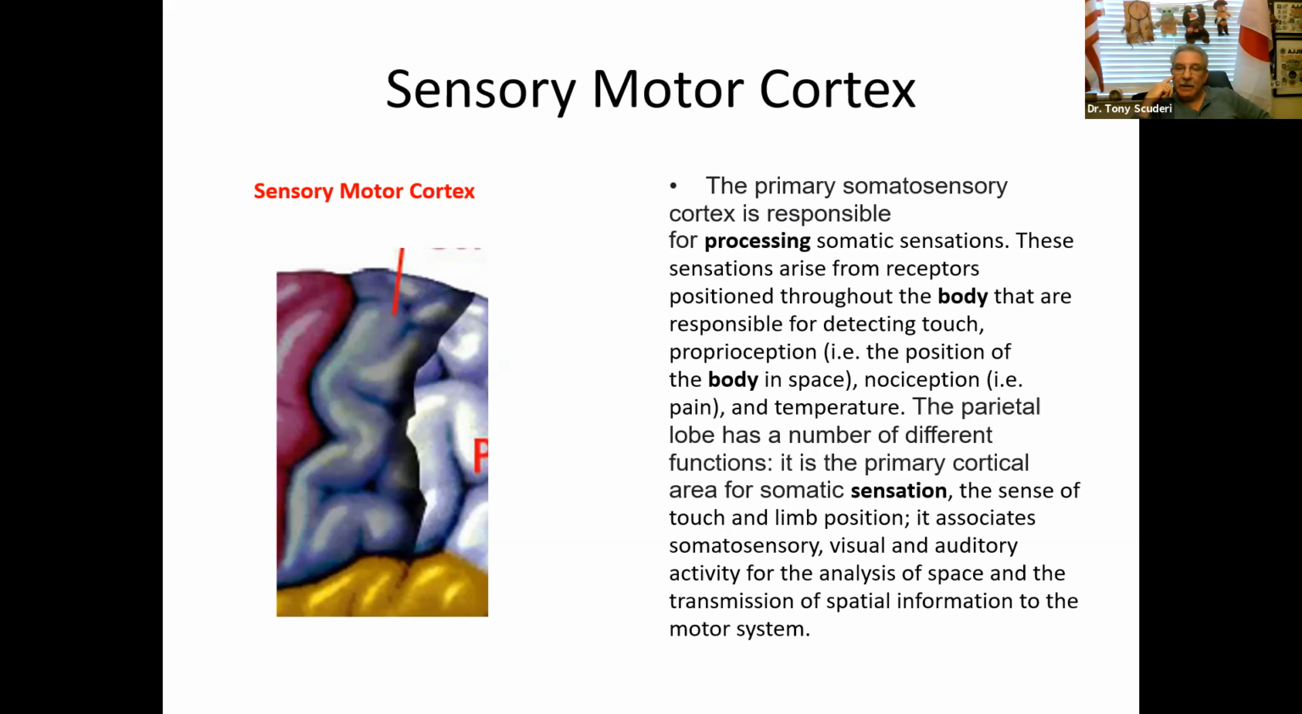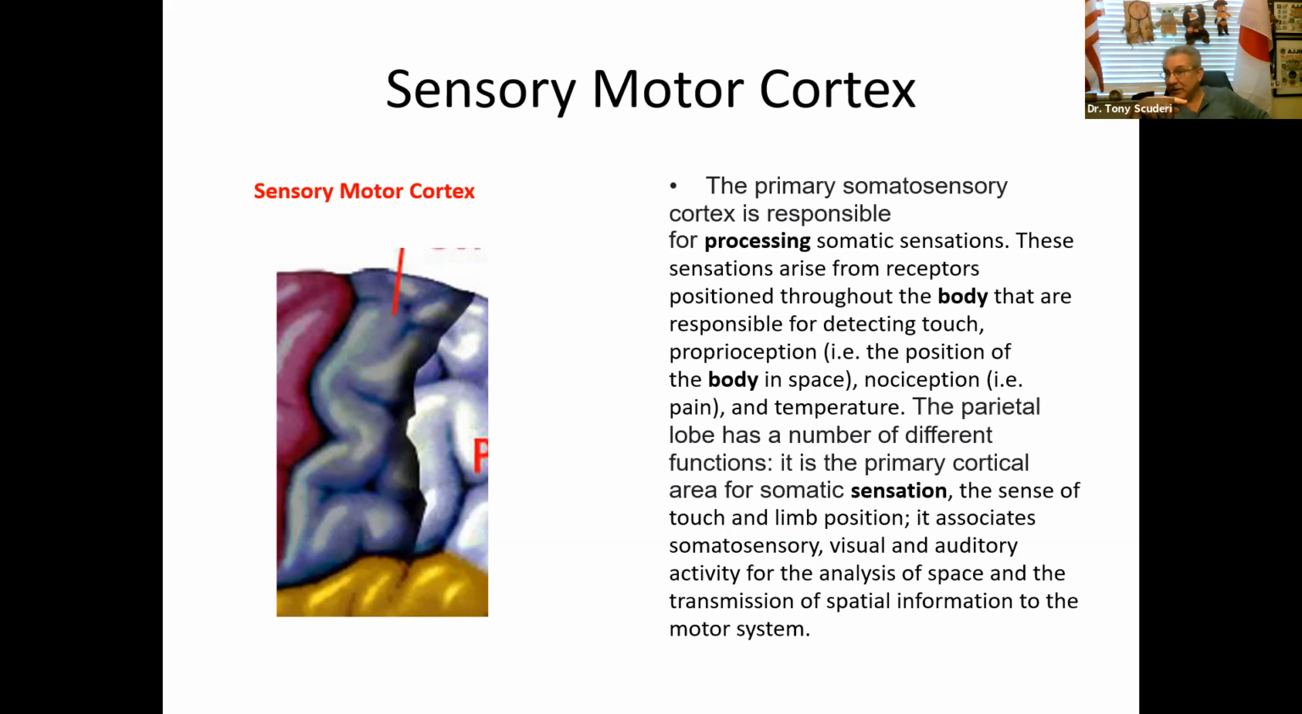Nociception. That is the funny word for pain. Nociception, and temperature. It also happens from here, where we notice pain and where we experience physical pain, physical trauma, whatever it may be.